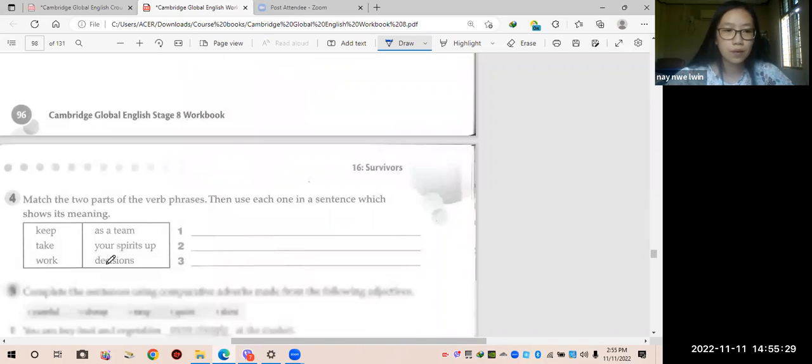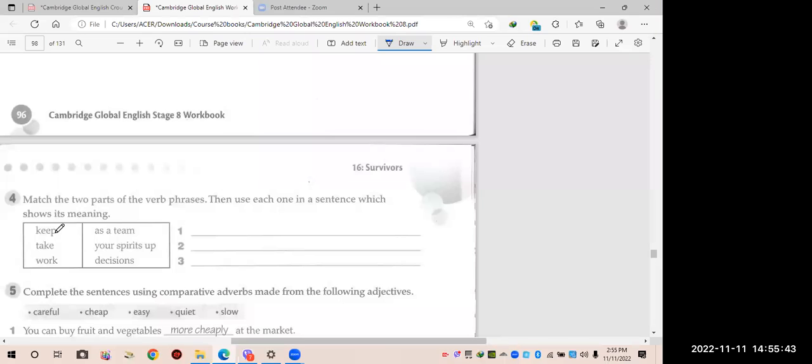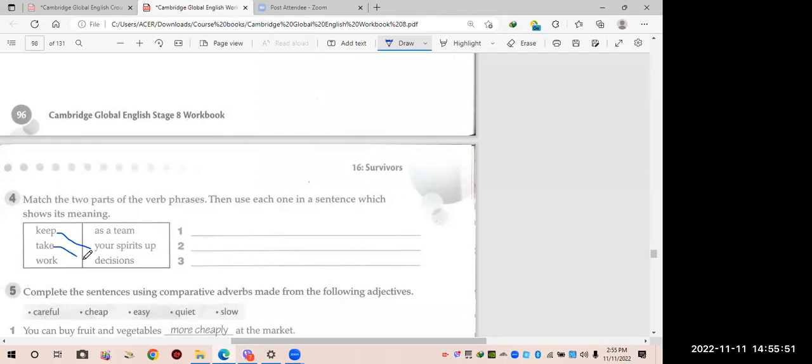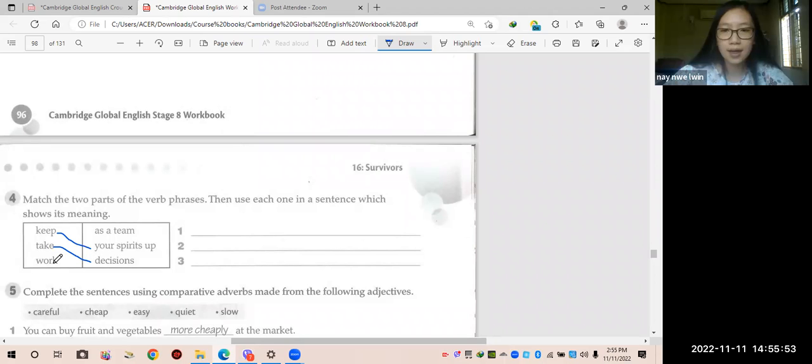Okay, so let's move to number four. Match the two parts of the phrases and then use each one in a sentence which shows its meaning. So let's match the two columns first. So keep your spirits up, and take decisions, and walk as a team.